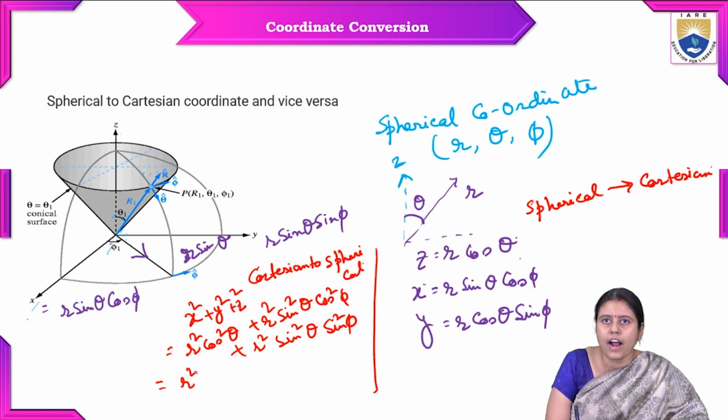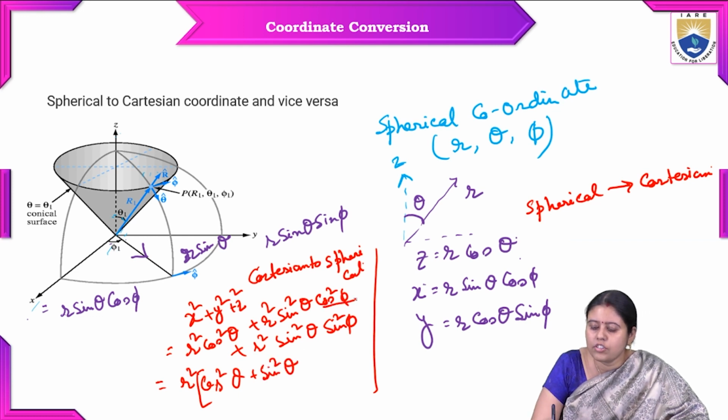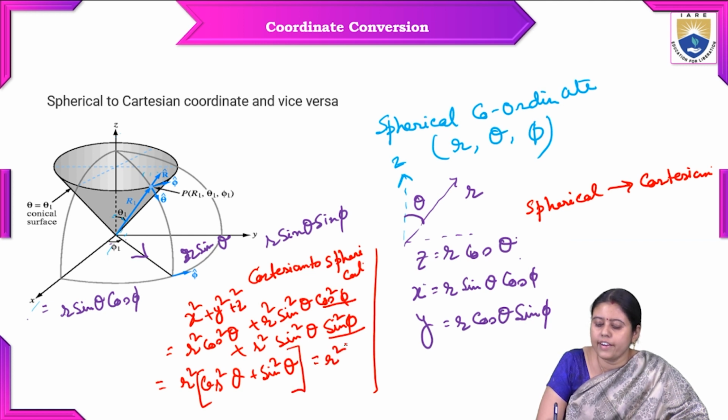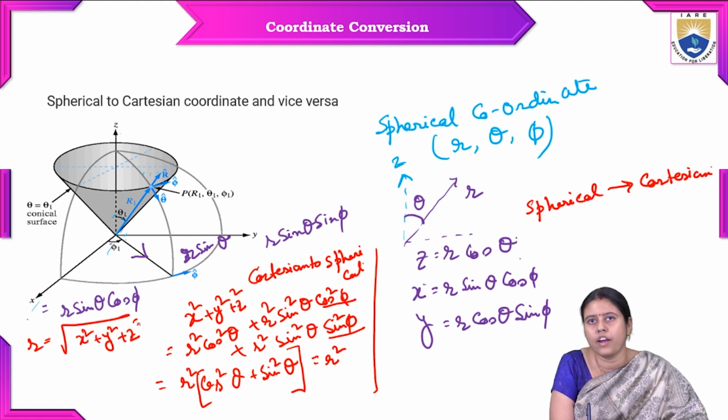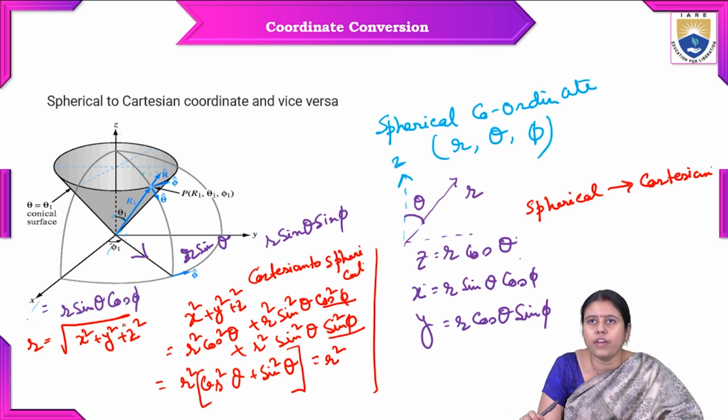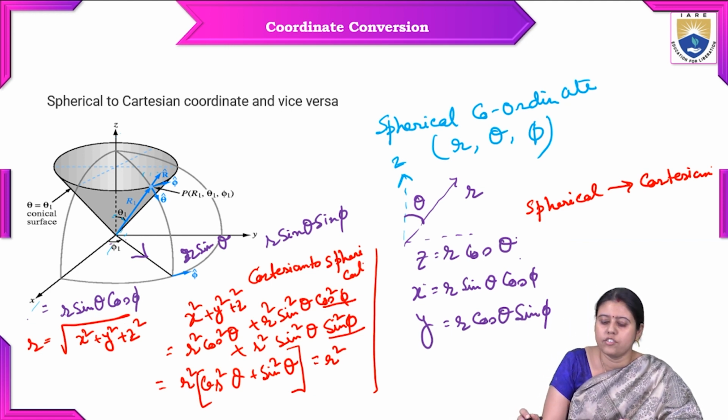If we take r square common from cos square theta, and again take sin square theta common, cos square phi plus sin square phi is equal to 1. So we are getting r square. So what is r? r is nothing but the square root of x square plus y square plus z square.